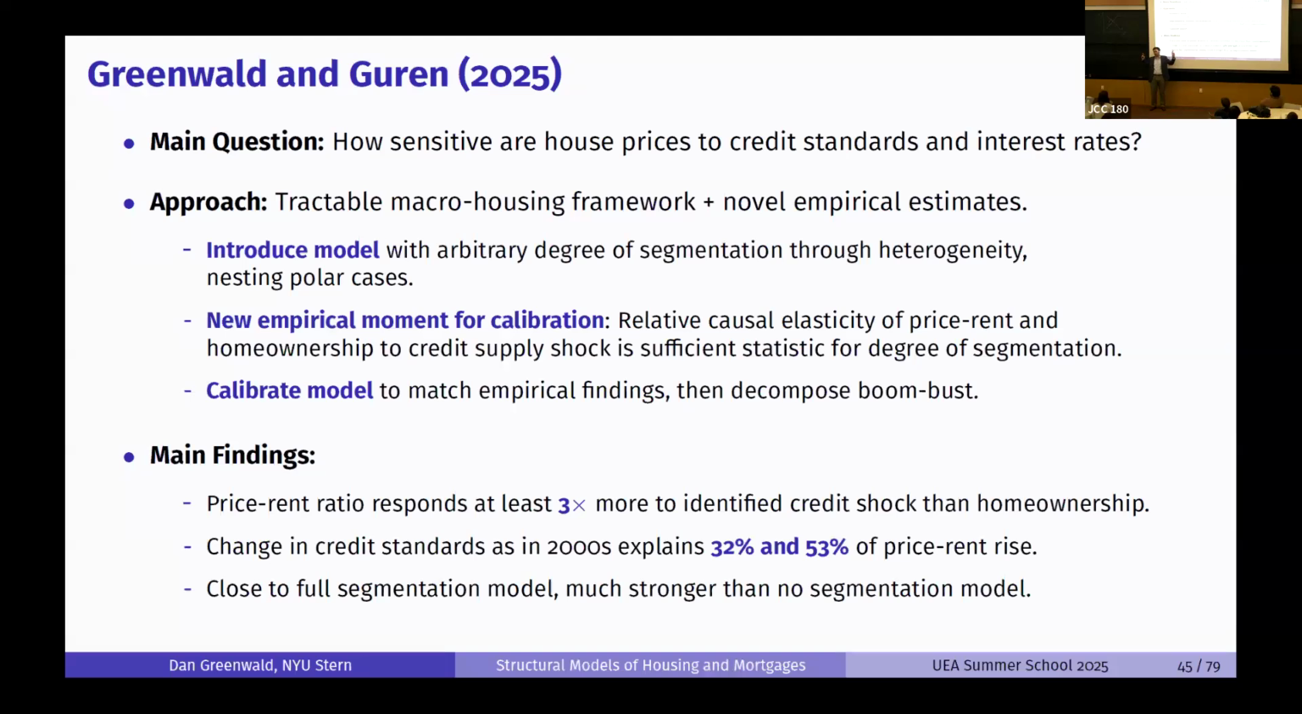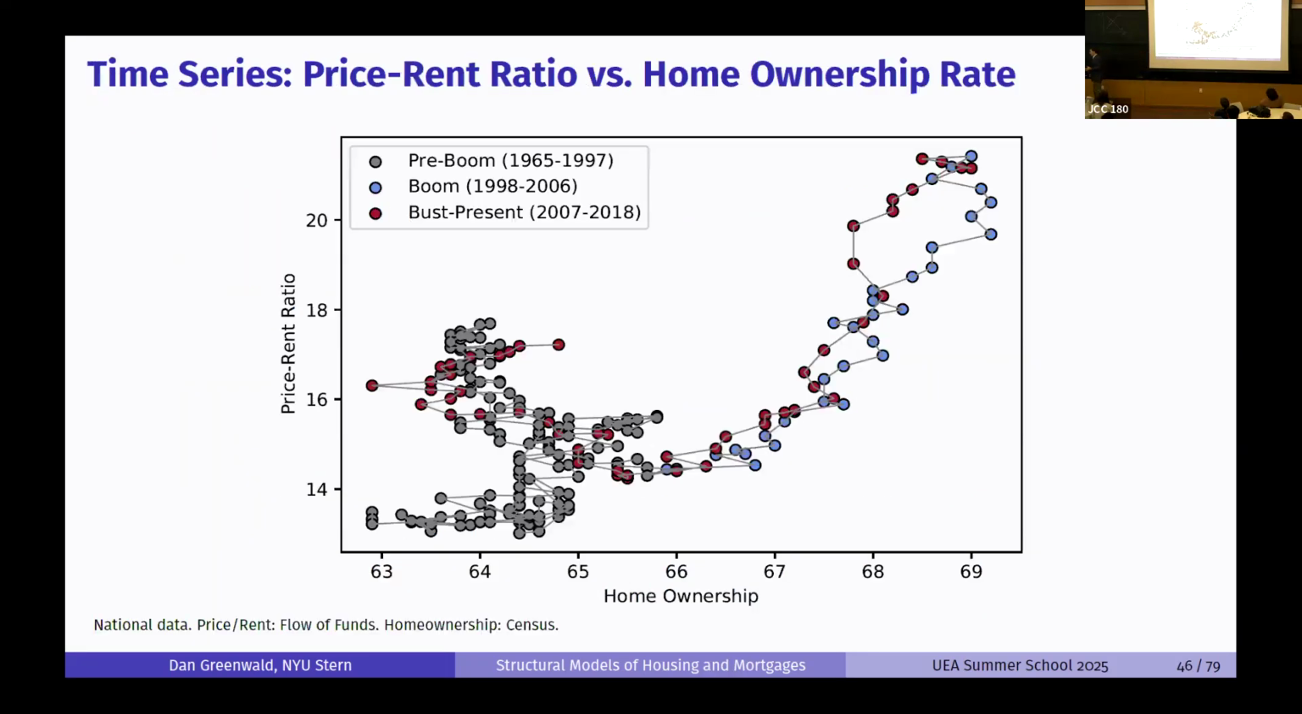That was what you call a full segmentation model where everybody owns. So it turns out that the reality, according to our measure, is much closer to the perfectly segmented model where credit has a strong effect on house prices compared to this no segmentation model where it has almost no effects. So how do we find this? Let's go back first for some intuition.